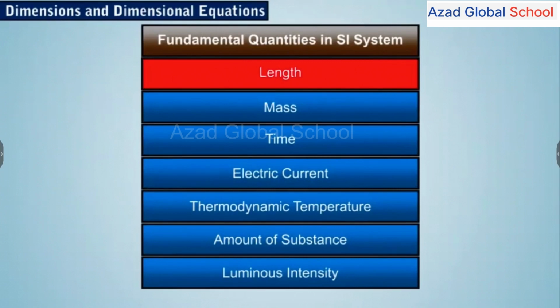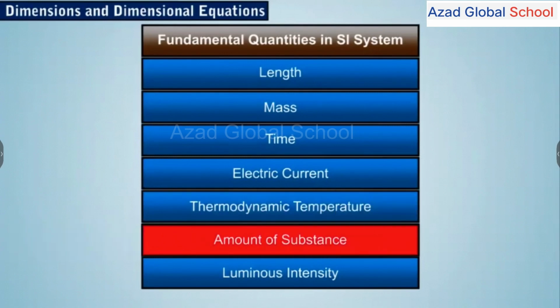length, mass, time, electric current, thermodynamic temperature, amount of substance, and luminous intensity. These are also referred to as base quantities.